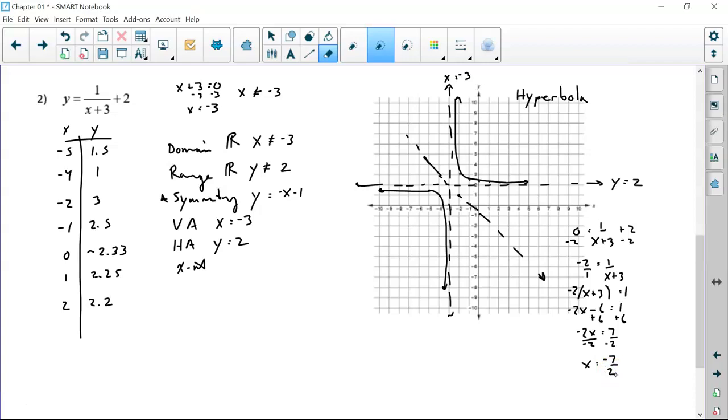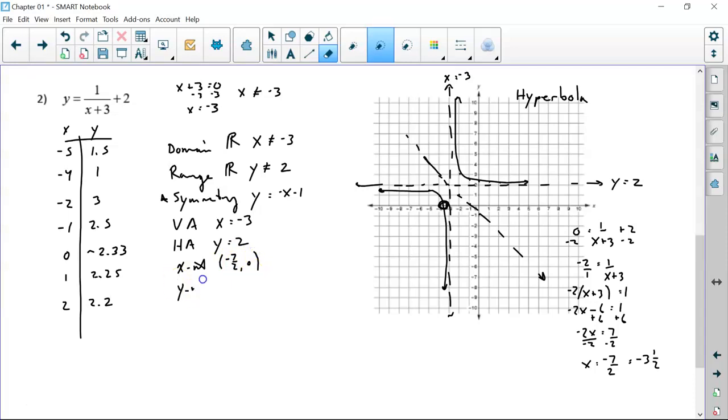Now, negative 7 halves is the same as negative 3 and 1 half. I only did that because I want you to notice that that's where the x-intercept is, and it looks like our graph matches up with that. So we can just put negative 7 halves, 0.